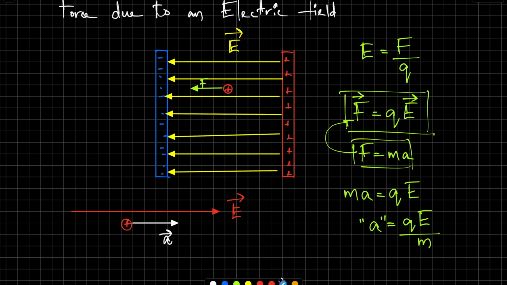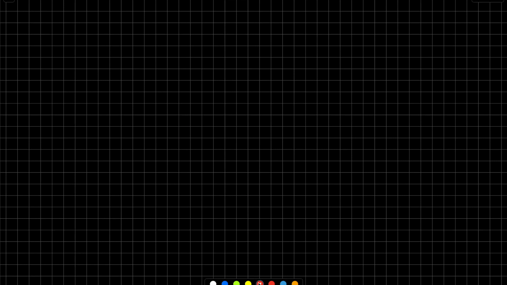Now if you have a negative charge in this electric field, it would accelerate towards left, in the direction opposite to that of the electric field. That's the direction of acceleration of a negative charge. A positive charge would accelerate in the same direction as that of the electric field, and a negative charge would accelerate in the direction opposite to that of the electric field. Let's solve a problem now.